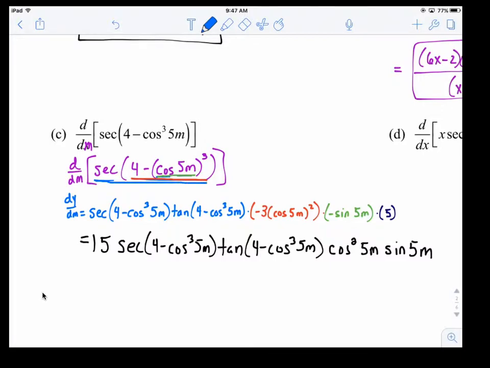This part is in blue. That's the first function, so you're taking the derivative of secant of the blob. The blob in this case is this. So you have negative 3 times negative 1 times 5, which will give you positive 15.